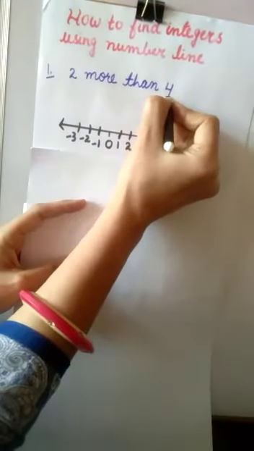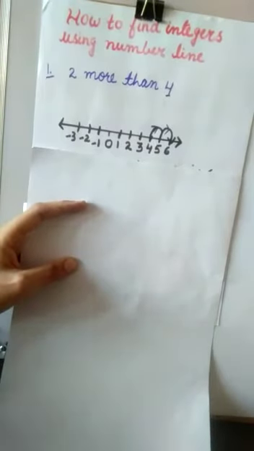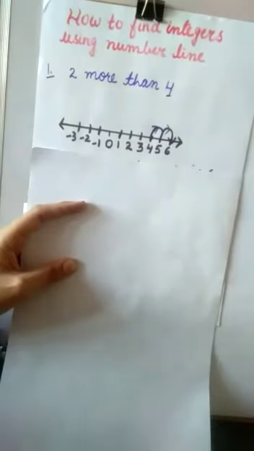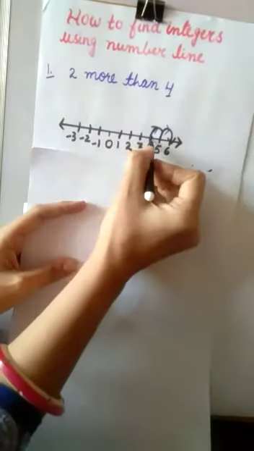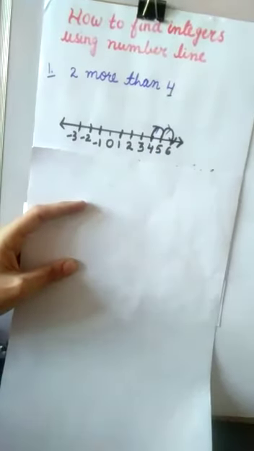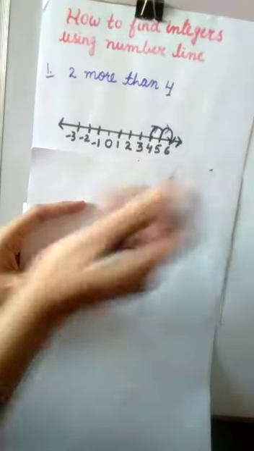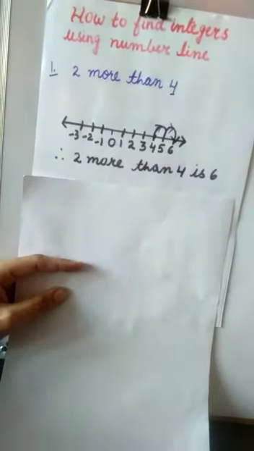Now we will start our number line. We will start our journey from point 4. More than 4, we will start our journey from point 4. How much more? 2 more. So we will take 2 jumps to find what is 2 more than 4. So we will reach 6. So here 2 more than 4 is 6.